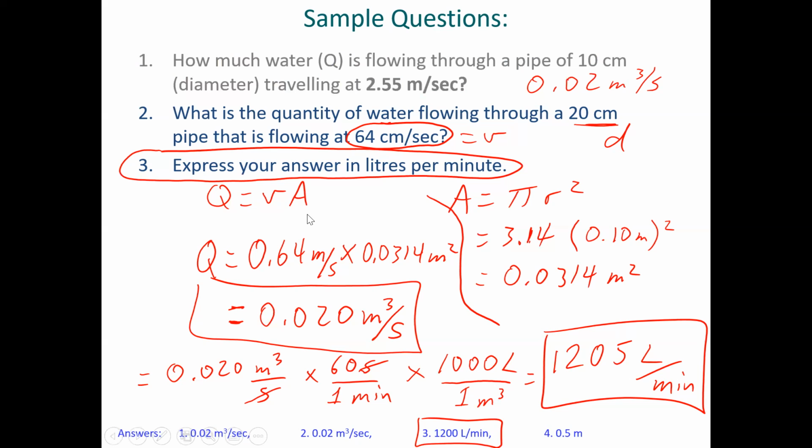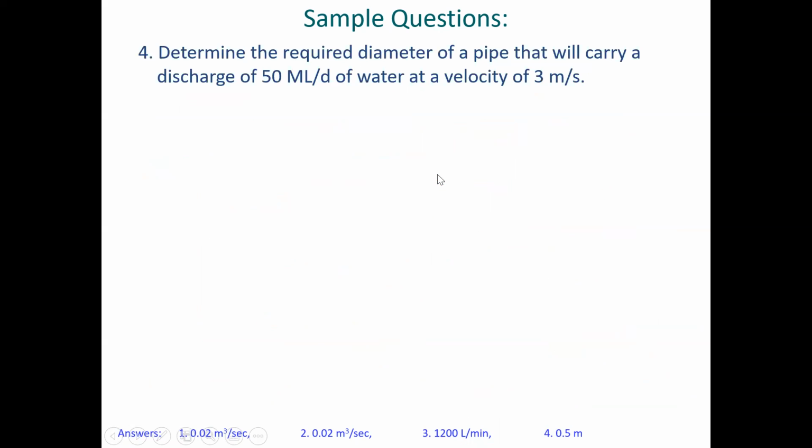Okay, one more question to try. And this is the one that is just a little bit more of a beast. And I'll show you why that is in a second here. So don't forget your formulas, right? Q equals VA. Your area is pi r squared. And that's going to help you to get through things.